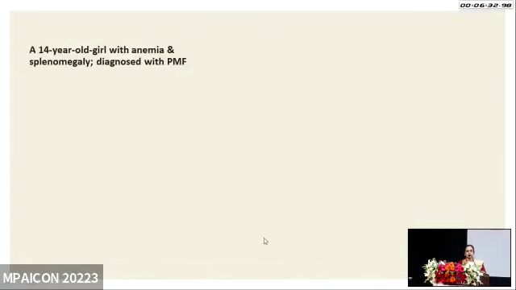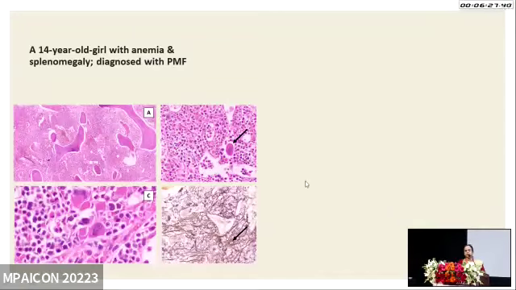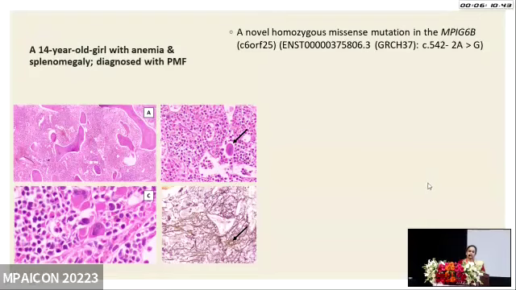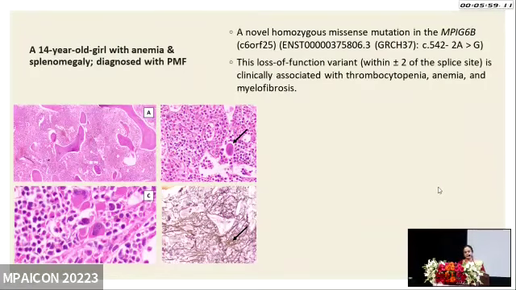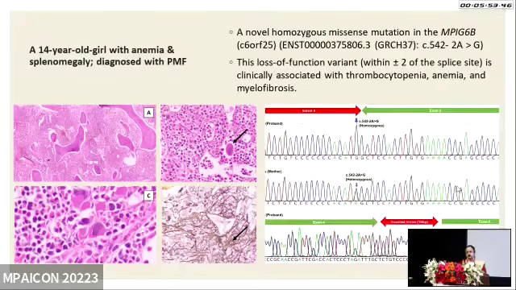One interesting case I would like to present here was that of a 14-year-old girl with anemia and splenomegaly, who was diagnosed with PMF. These are the pictures from her bone marrow biopsy that clearly show the hypercellularity, intrasinusoidal hematopoiesis, abnormal megakaryocytes, and moderate to marked reticulin, that is, the fibrosis. In this child, we identified a novel homozygous mutation in MPIG6B. MPIG6B is a megakaryocyte platelet inhibitory receptor present on the platelets. This is a splice site mutation, associated with a phenotype of thrombocytopenia, anemia, and myelofibrosis.